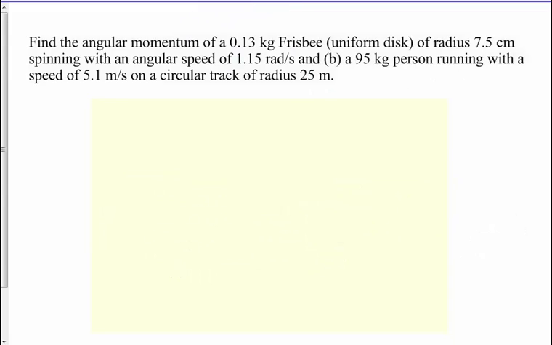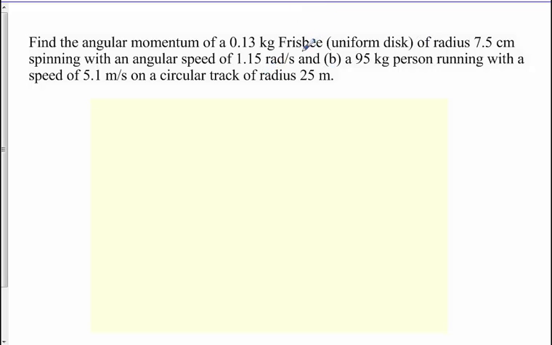Okay, another problem. Here I have a frisbee. I'll work through this one. I want to find the angular momentum of a 0.13 kilogram frisbee. It's a uniform disc of radius 7.5 centimeters, spinning with an angular speed of 1.15 radians per second, and then a 95 kilogram person running with a speed of 5.1 meters per second on a circular track of radius 25 meters.